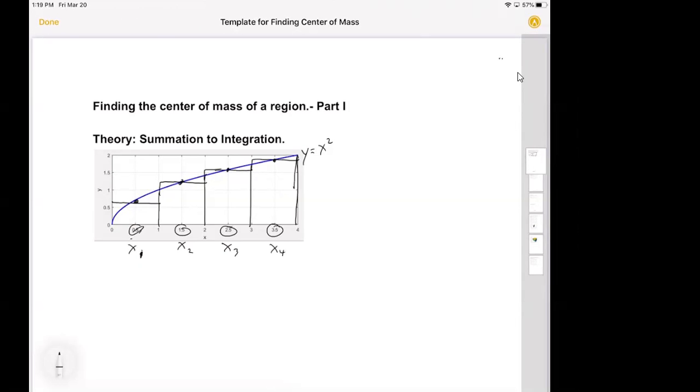And then we have a corresponding height for each one of those. The height of the first subinterval is here, somewhere around 0.6. The second height, right in the middle, would be somewhere around 1.3, and then the third height would be somewhere around 1.5, and the last height would be probably around 1.8 or so.